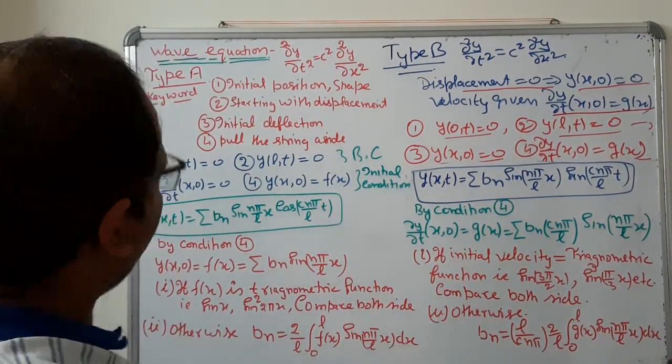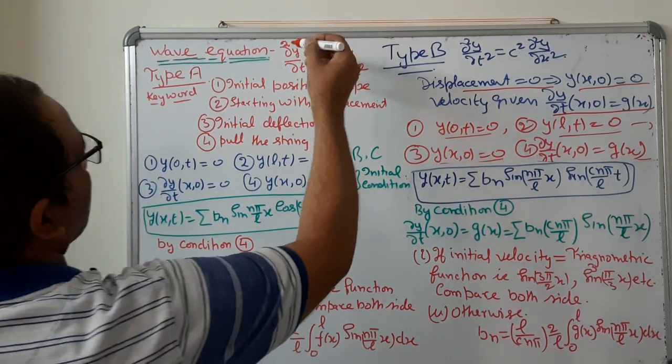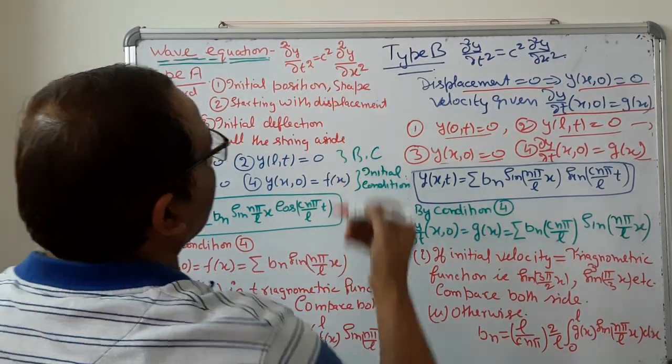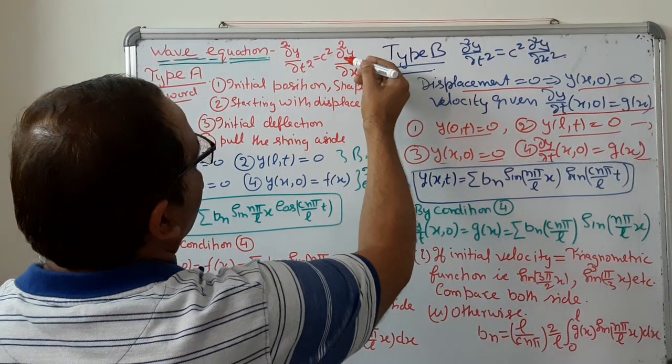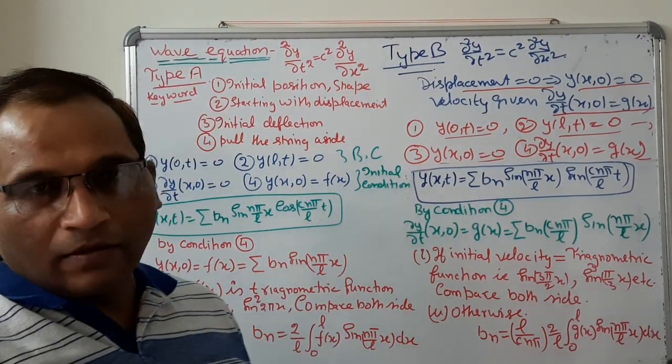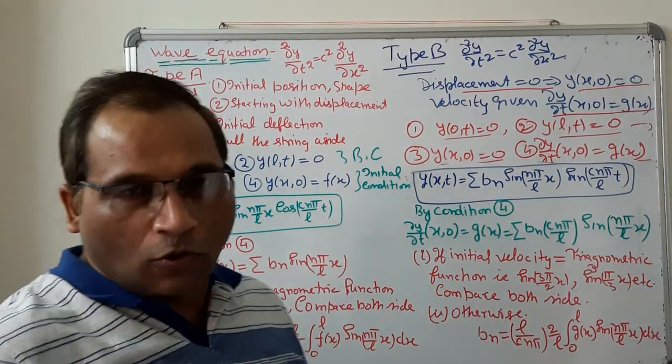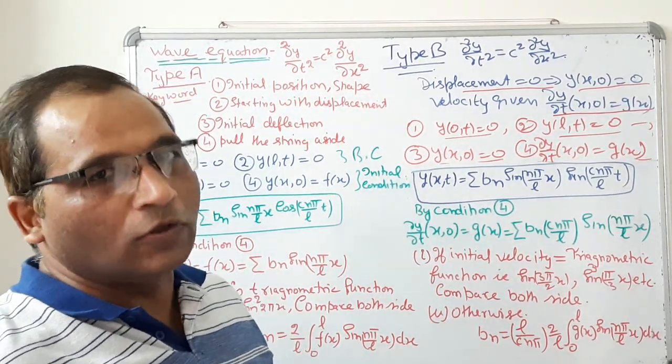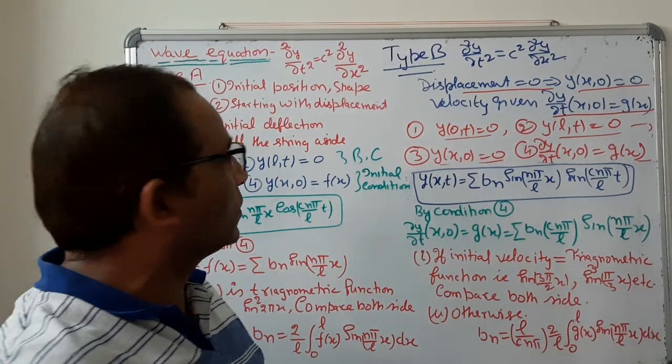First we discuss type A. The wave equation is ∂²y/∂t² equal to c² ∂²y/∂x². For type A, what should be the keyword in the given question so that we can find out that the given question is a type A question?